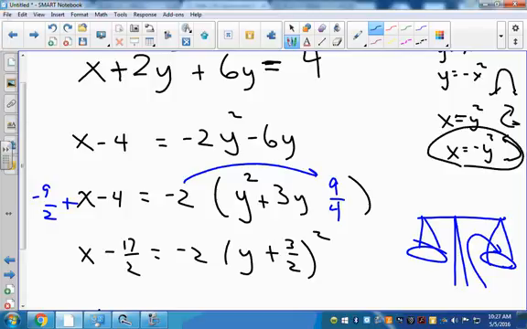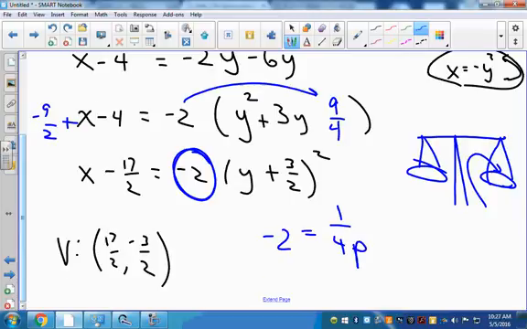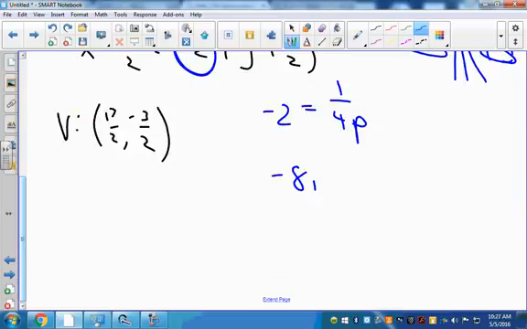And what's the focal distance? How do I get that number? So this number here is 1/4p. So -2 is 1/4p, which means p is -1/8. Now, your textbook actually does a directed distance. The negative means you're going in the negative direction. I'm treating this as a distance, so I would just say the distance is 1/8. Yes, it is to the left.